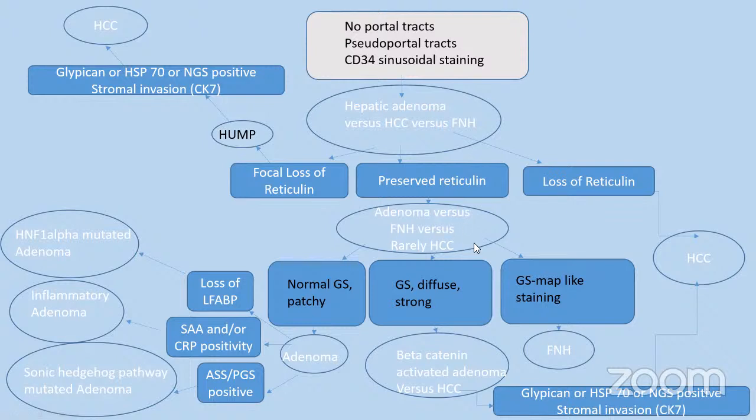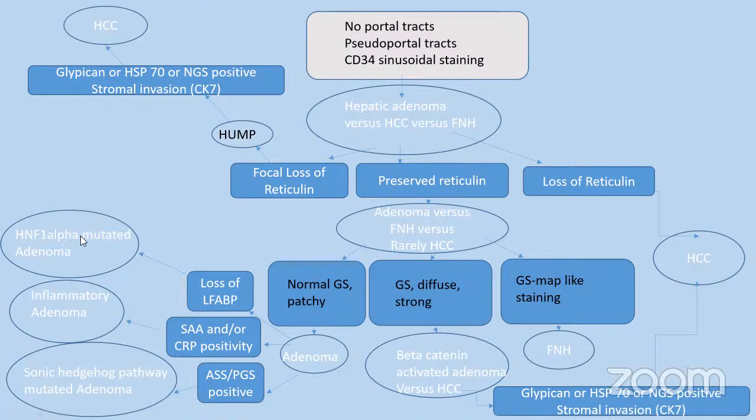versus rarely HCCs. So if you have a preserved reticulin and normal glutamine synthetase, by normal we mean that it is either just perivenular or patchy, not strong diffuse, then most likely you're dealing with an adenoma. Once you're sure you're dealing with an adenoma, these are the stains you would do to subclassify them. If the adenoma has loss of LFABP, then it's an HNF1 alpha mutated adenoma. If it has SAA and/or serum C-reactive protein positivity, then it's an inflammatory adenoma.